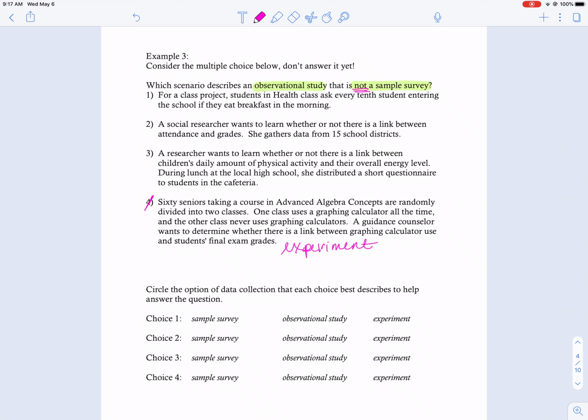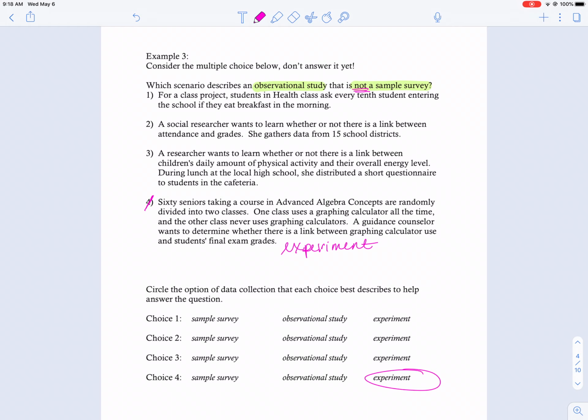Okay, so I am going to immediately circle choice 4. It could never be an observational study. It's an experiment. You're dividing and you're imposing some type of treatment. Half the class is going to have calculators while the other half is not, and then you're going to see if there's a link between the calculator use and the final exam grade.